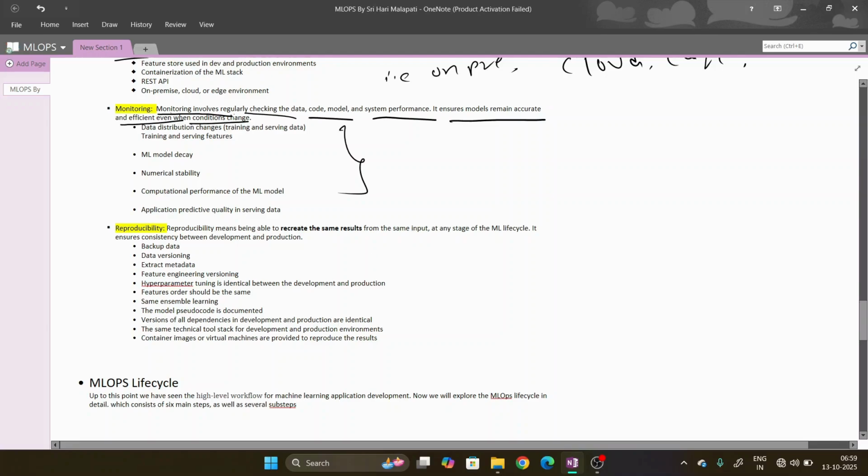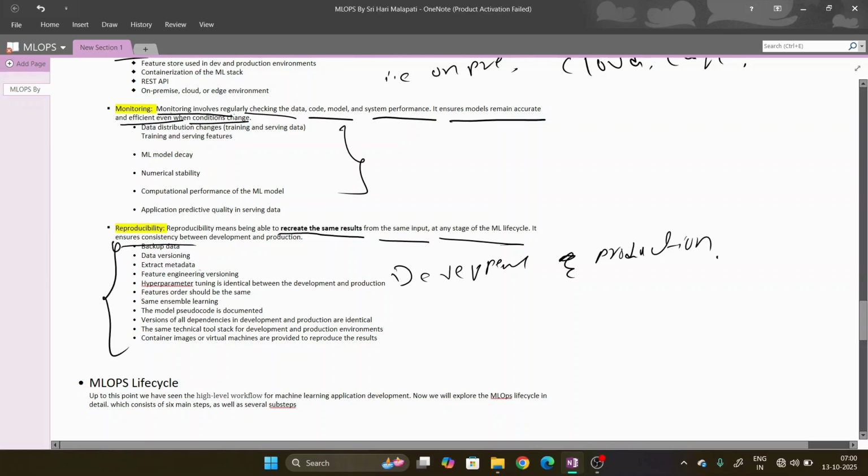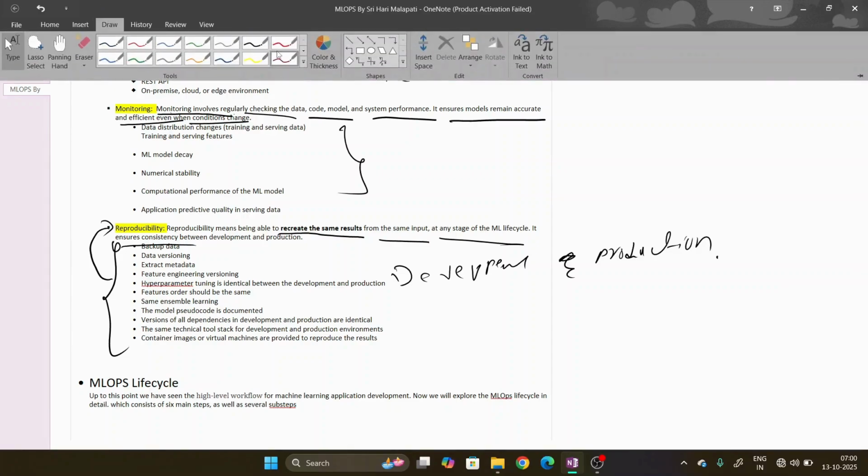And final one is reproducibility. Reproducibility means being able to recreate the same results from the same input at any stage of the machine learning life cycle. It ensures consistency between development and production. Backup data, data versioning, extracting metadata, these all come with reproducibility. Don't get confused. We'll discuss later, guys.